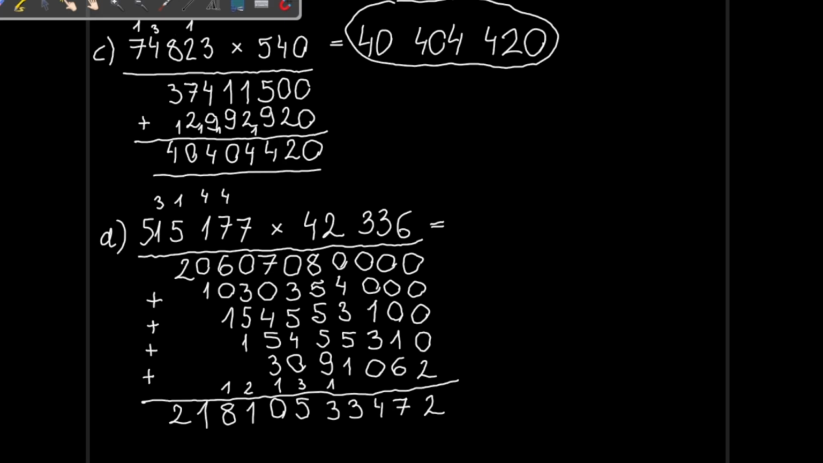Great. So, in total we have 21,810,000,000. Wait, what? No. This is 21 trillion. My bad.